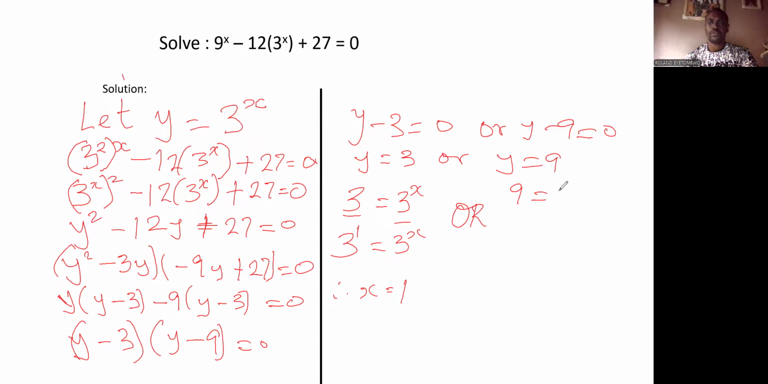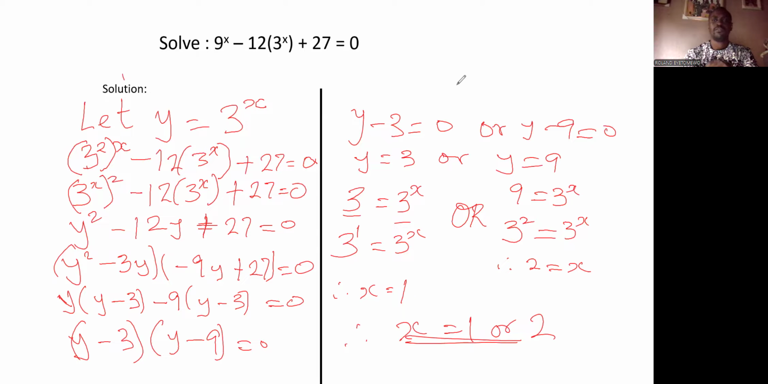or 9 is equal to 3 raised to the power of x. I can take this to a power in base 3. So 9 is the same as 3 raised to the power of 2 because 3 times 3 is 9. So 3 raised to the power of 2 is equal to 3 raised to the power of x. Therefore, 2 is equal to x. So we've gotten the value of x. Therefore, x is equal to 1 or 2. Thank you.